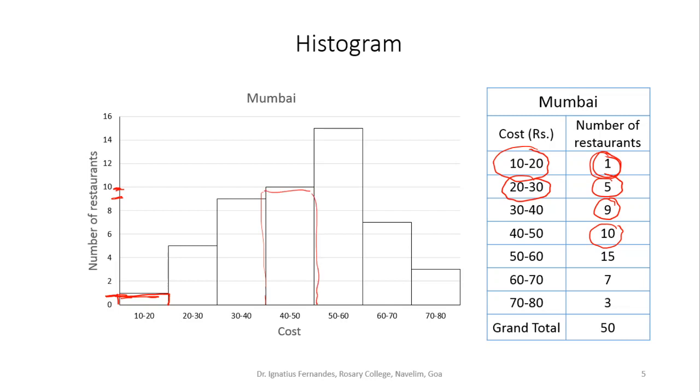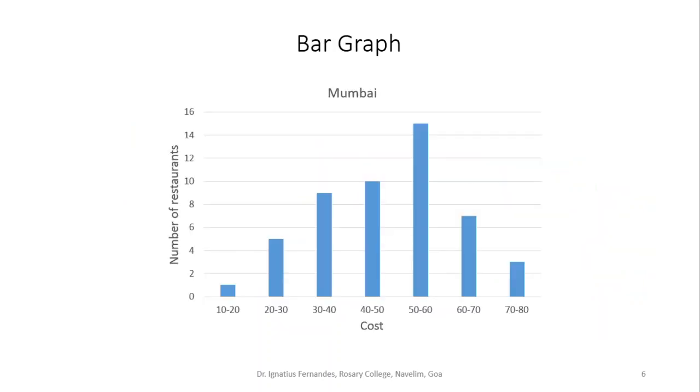Next frequency is 15. So 15 is here. I'll draw a bar of height 15 like this. Okay. The next frequency is 7. So accordingly 7 is here. I'll draw a bar of height 7. Next frequency is 3. I draw a bar of height 3. So this is how I draw a histogram. The same way, like how I have a histogram, I draw a bar graph.